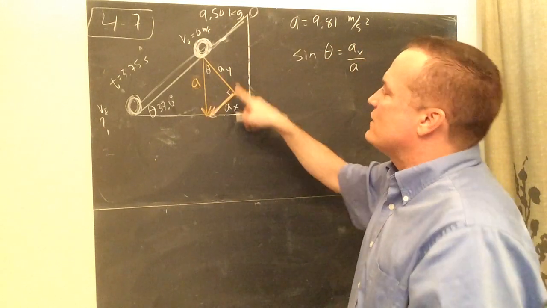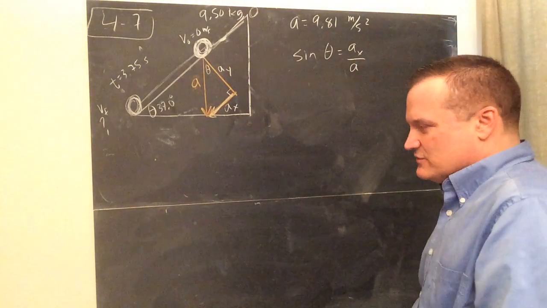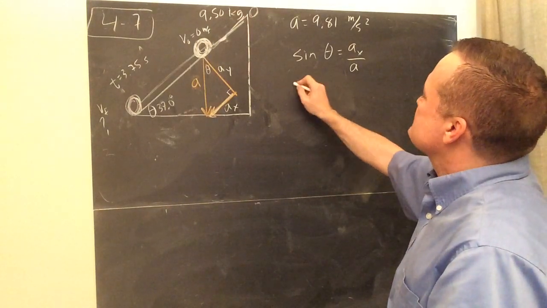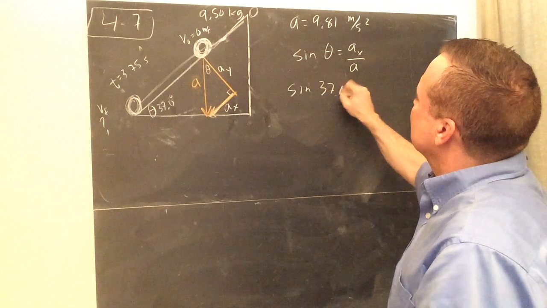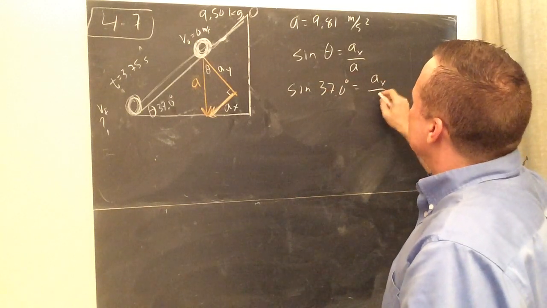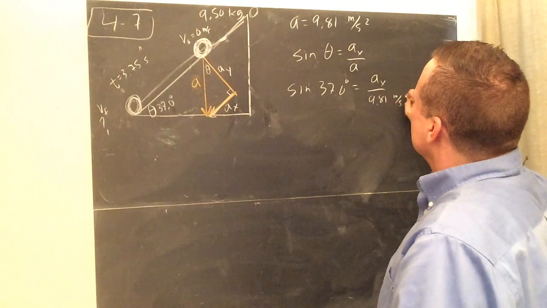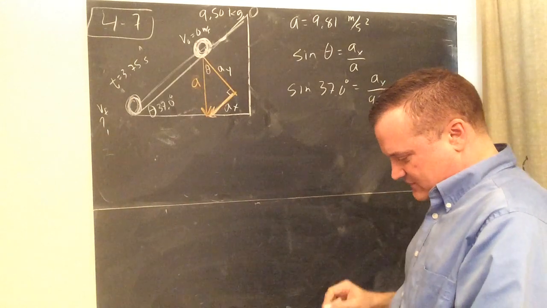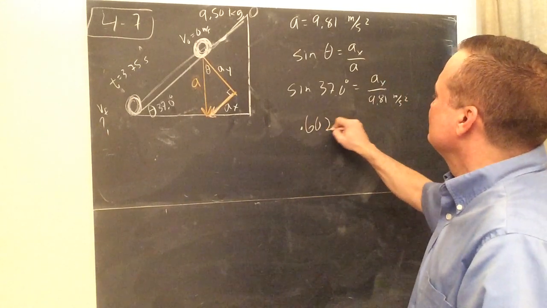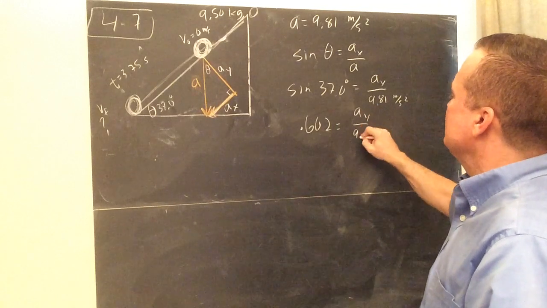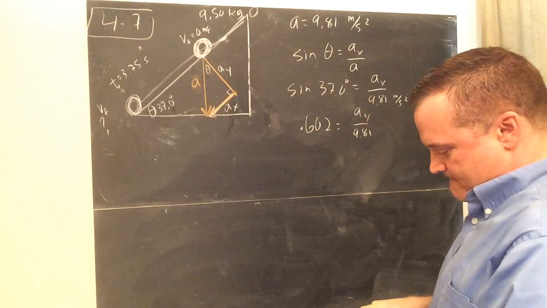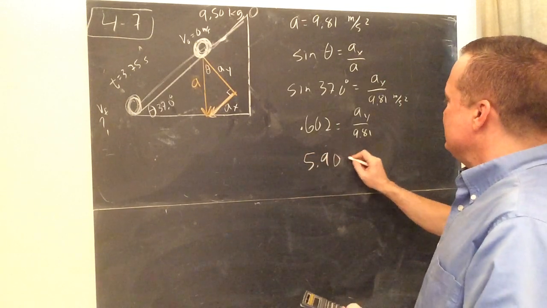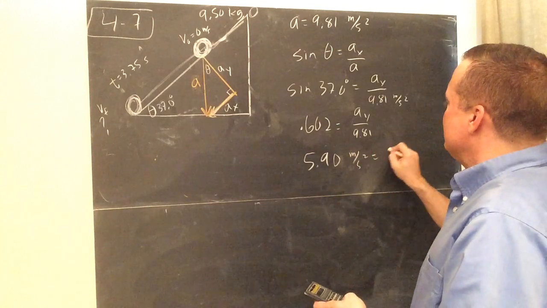Now you could put G if you wanted to. Some books will do that anytime you're talking about gravity, but since it's kinematics, I'll keep it with A, and you'll see in a minute why. So sine of 37 degrees is going to be AX divided by 9.81 meter per second squared. The sine of 37 is 0.602, which equals AX over 9.81. So multiply that times 9.81. You get 5.90 meter per second squared will be AX.